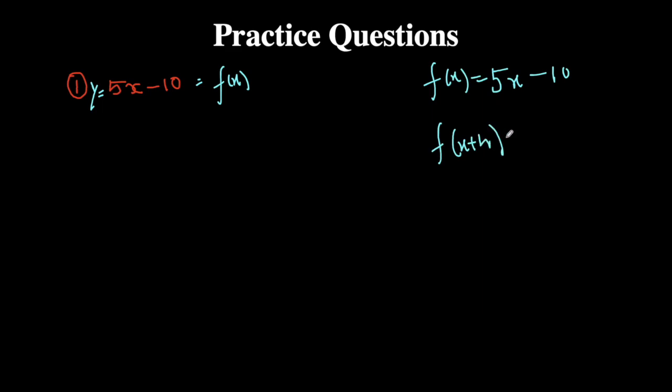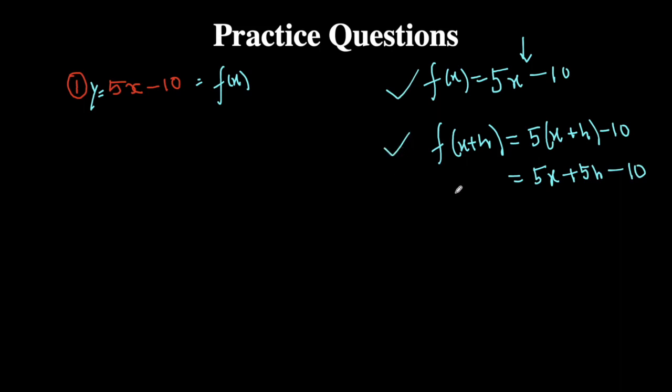So here what you have to do, you have to take the function and instead of x you have to replace it by x plus h. So can I write 5(x plus h) minus 10. So if you simplify this, you will get 5x plus 5h minus 10. Okay, so now we have both things, f of x and f of x plus h.